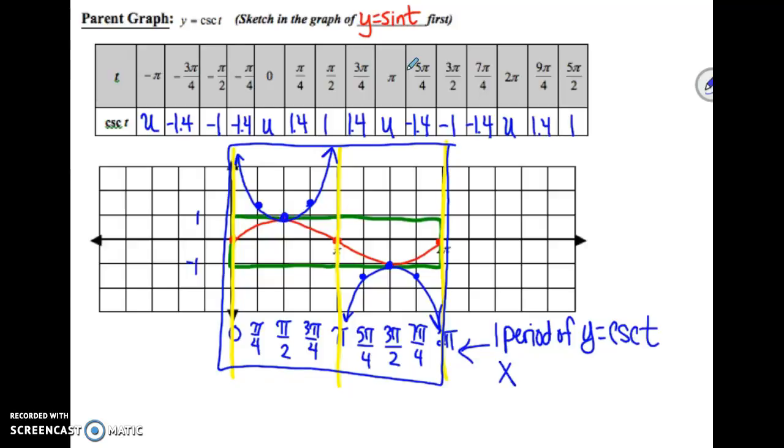Our x values go from 0 to 2 pi, and sorry, those should really be round brackets because we have asymptotes. And our y values go from negative infinity to positive infinity.